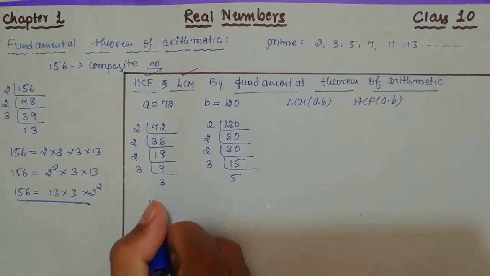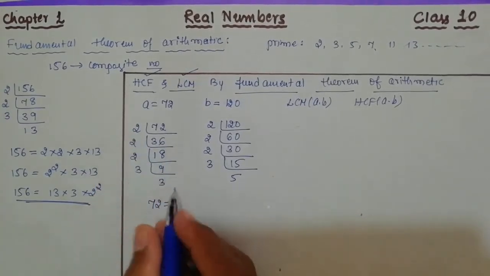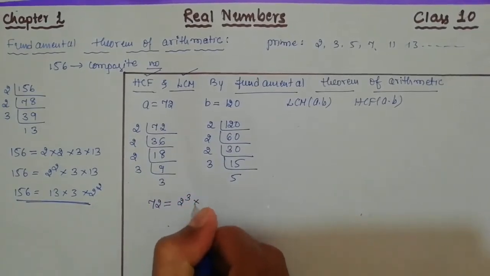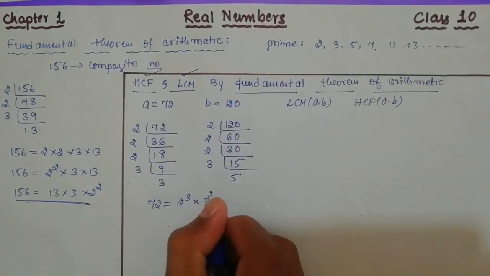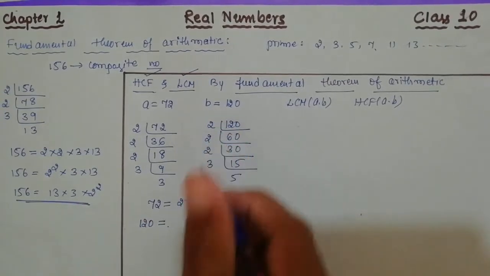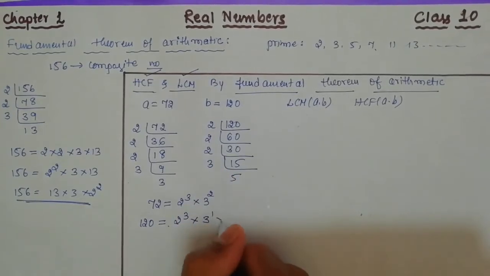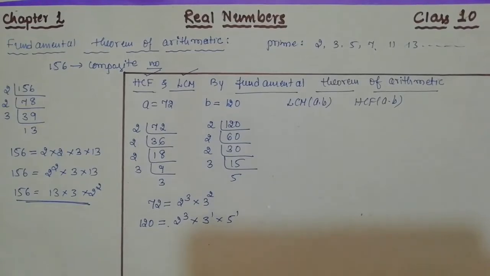So that's why 72 can be written as what? Now look here: 2 appears how many times? 3 times. So 2 power 3, into 3 appears 2 times, 3 power 2. And then 120 is equal to what? 2 appears 3 times, 2 power 3, into 3 power 1, into 5 power 1, actually. Even if you don't write the 1, it is understood for you. 1 is present, the exponent is actually what? 1. Okay, so now the next thing is I want to find out the HCF and LCM of these two numbers.